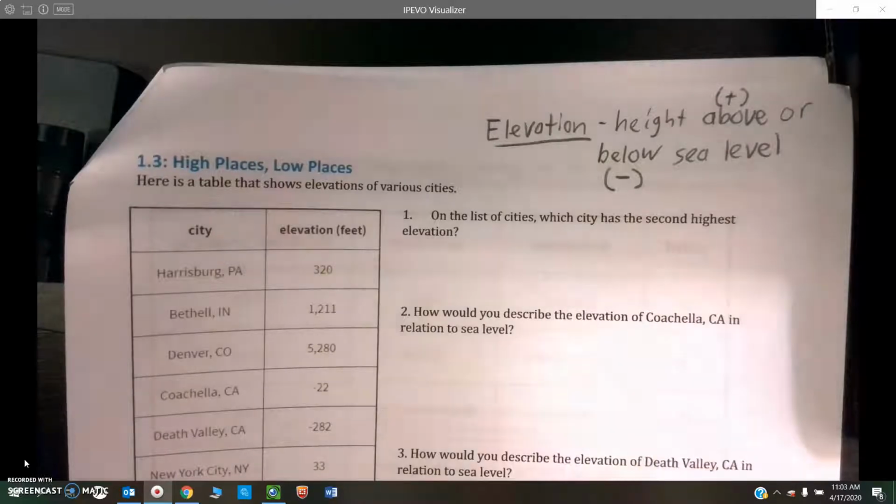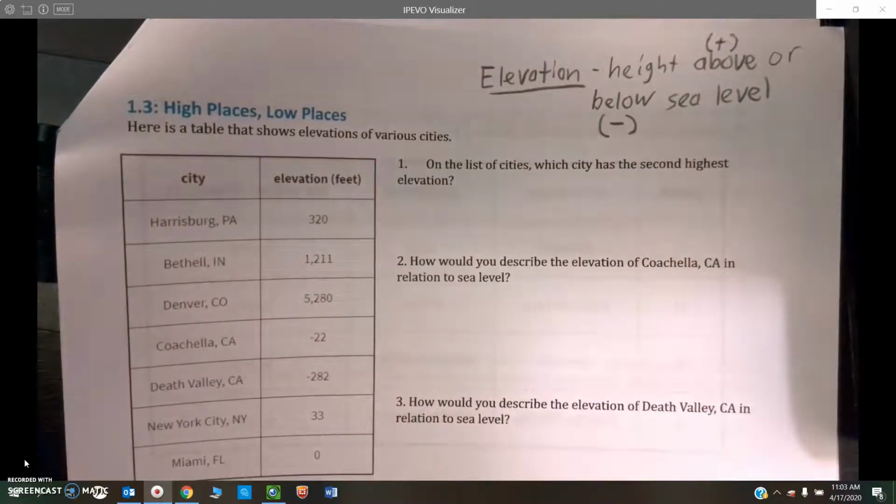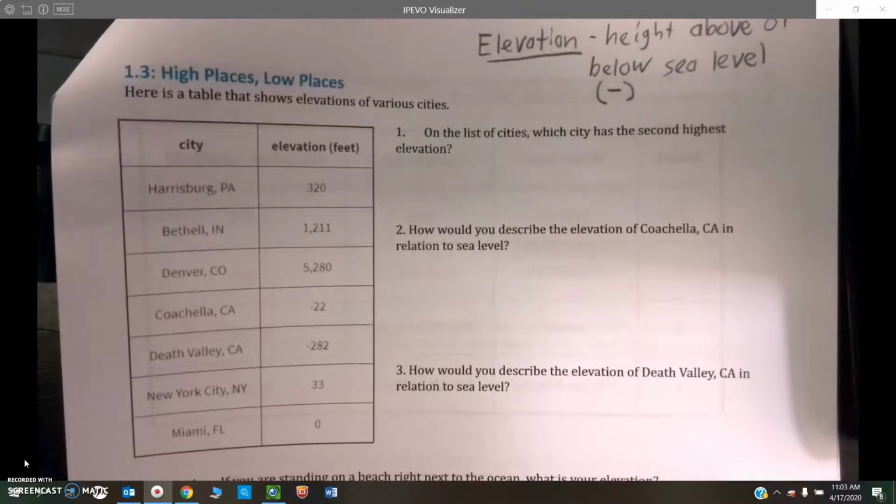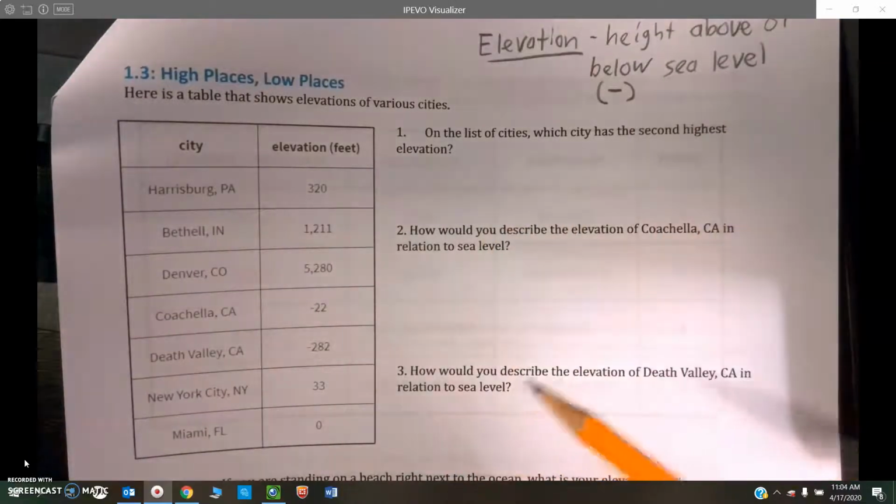Okay. So, number one, on the list of cities, which city has the second highest elevation? As always, just a reminder, at this point, if you want to look at this table yourself and pause the video so that you can answer these questions independently first and use the video to check your work, I think that would be an awesome idea. Okay, so which has the second highest elevation?